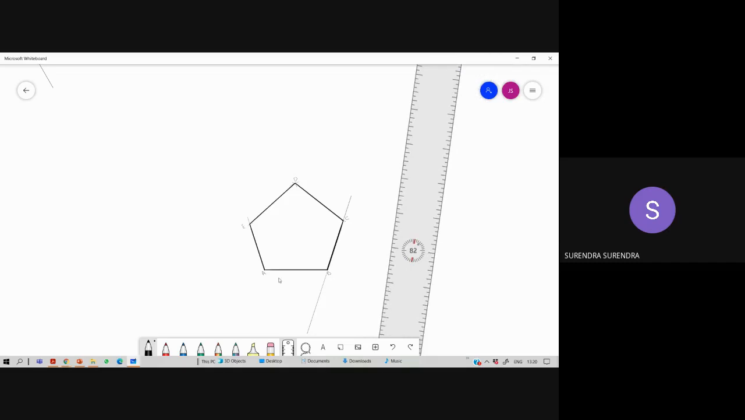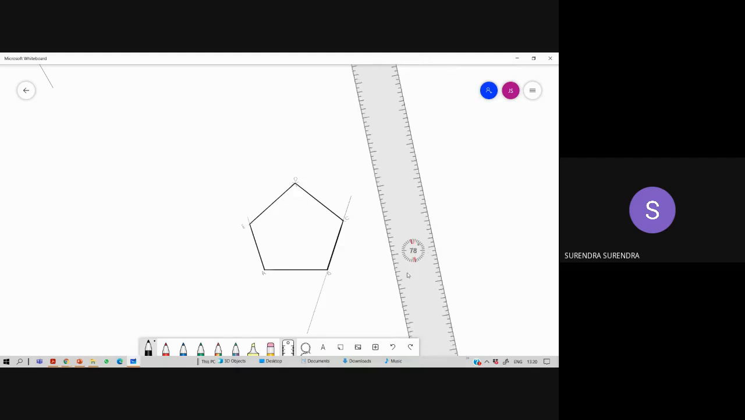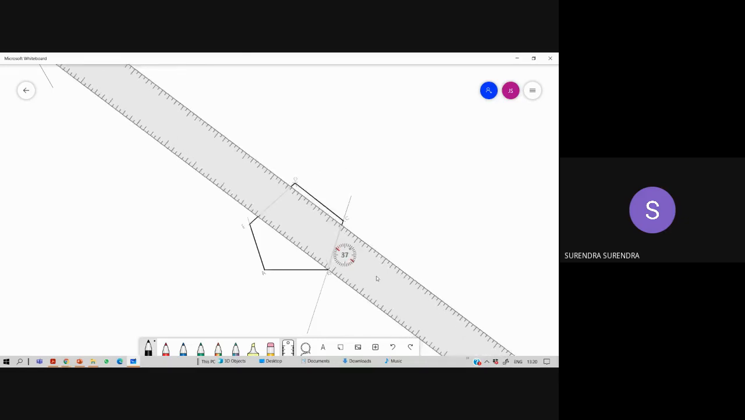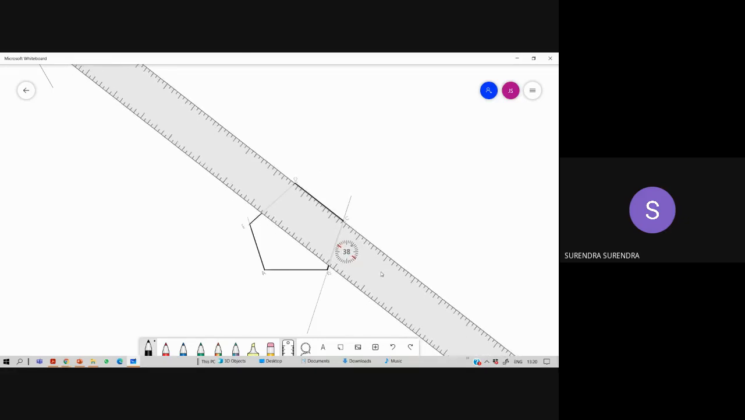So next step. Suppose I have unwound up to this position. Extend DC for 60 mm.